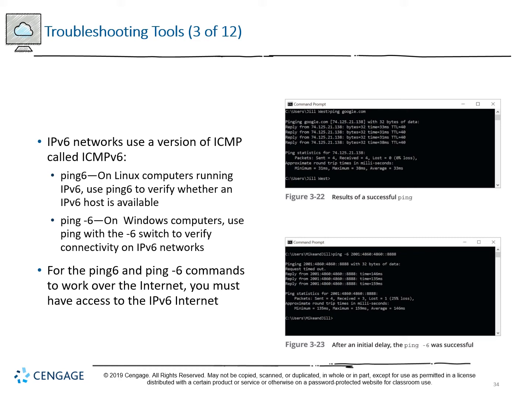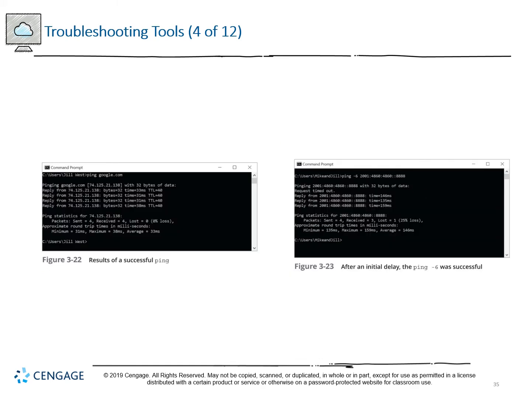IPv6 networks use a version of ICMP called, creatively enough, ICMPv6. On Linux computers, we can use ping6. On Windows computers, we can use ping -6. And what this does is force the machine to use the IPv6 version as opposed to IPv4, which is traditionally the default. Now, we do have to have access to an IPv6 network at that time in order to use these version 6 ping commands.